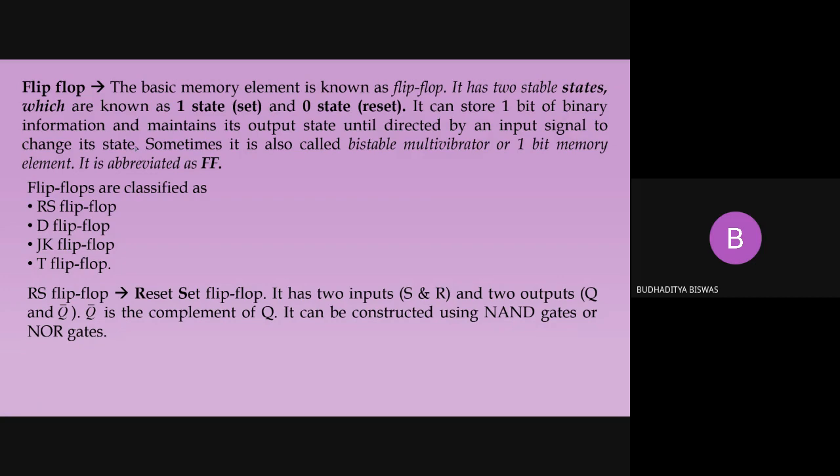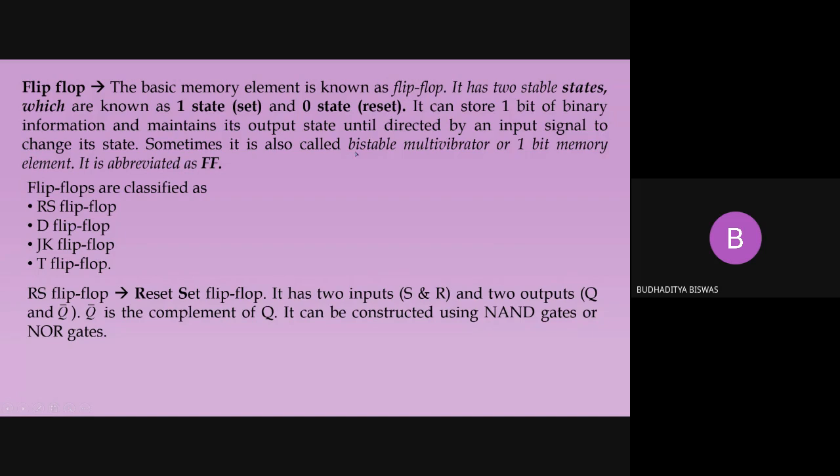The output may be 0, maybe 1. So this 0 and 1 is nothing but 1 bit of information. This 1 bit of information can be stored inside the flip-flop until it is directed by the input to change the state. Otherwise, it remains in that state. It's stable. So sometimes it is also called a bistable multivibrator or 1 bit memory element. It is abbreviated as FF. So from now we'll discuss the flip-flop as FF. In some question or discussion, if you hear this term FF, it is nothing but the flip-flop.